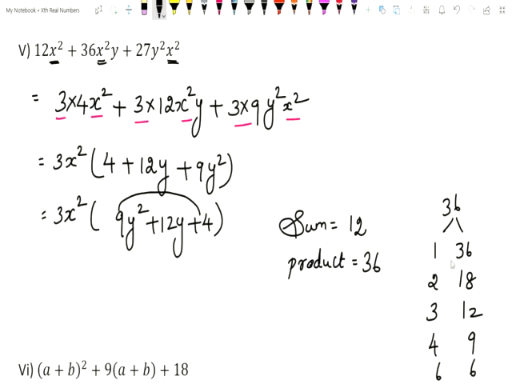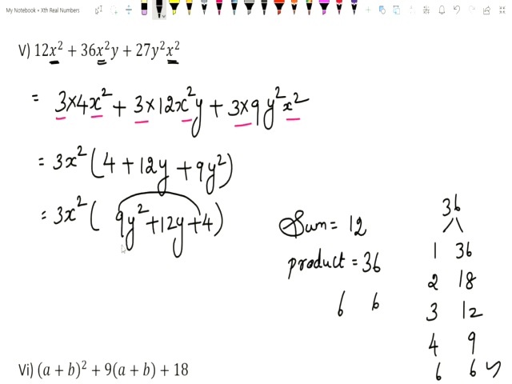Okay, here both are positive only. So the bigger number is positive and the smaller number is also positive. When we add this, we want to get 12. Where will you get 12, children? 6 plus 6. This is the suitable factor. Which is the suitable factor? 6, 6. After that, what do you want to do, children?